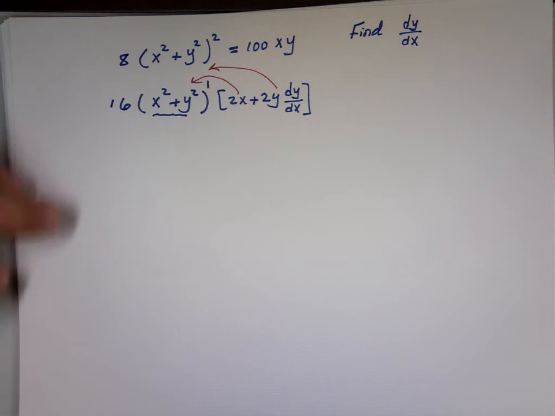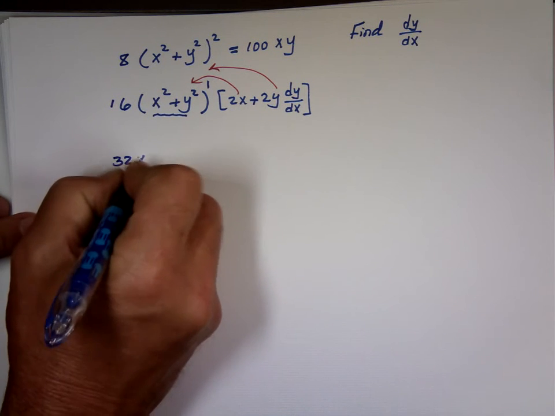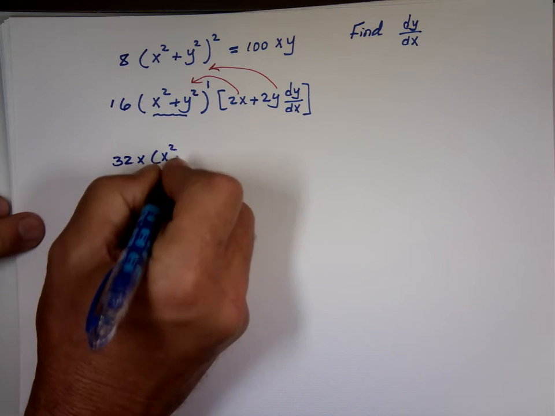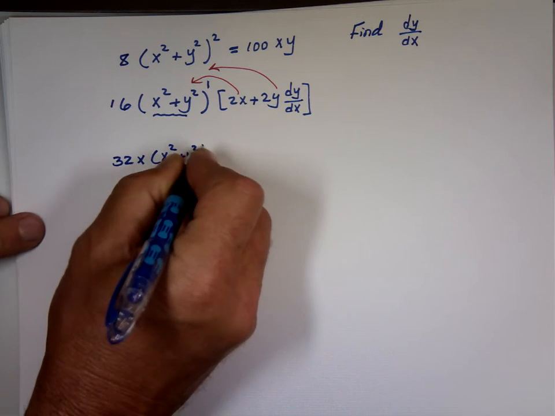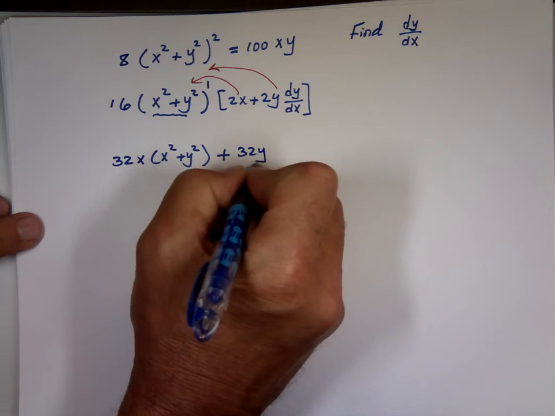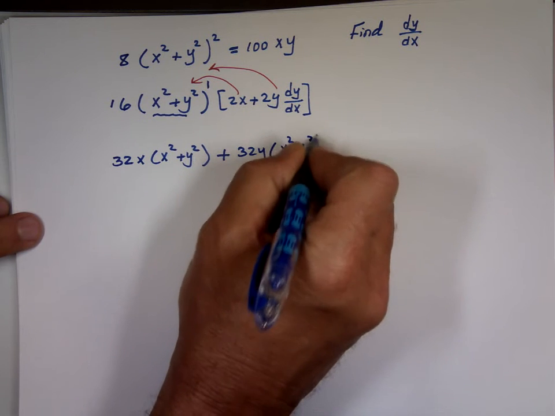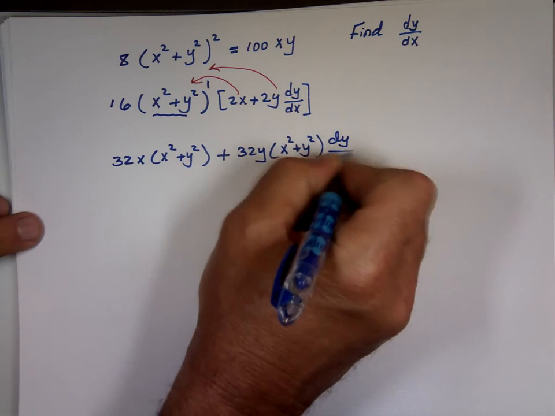So now 2x times this, that'll be what? 32x times (x squared plus y squared). Leave it like that. Plus 32y times (x squared plus y squared) times dy/dx. That's just the left side.